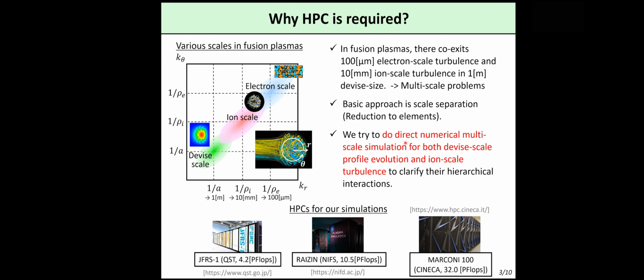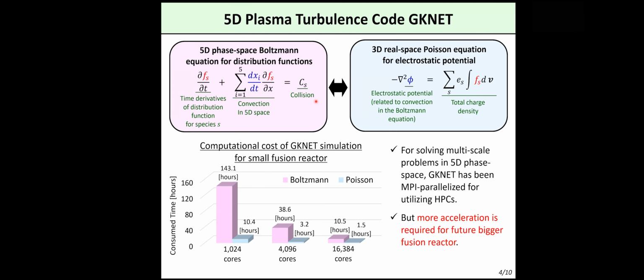So we try to do direct numerical multi-scale simulation for device size scale profile evolution and ion scale turbulence to clarify the hierarchical relationship between them by using the following HPCs in our group. Based on such a motivation, we developed a 5D plasma turbulence code named GKNET, which can treat both device scale profile evolution and ion scale turbulence.